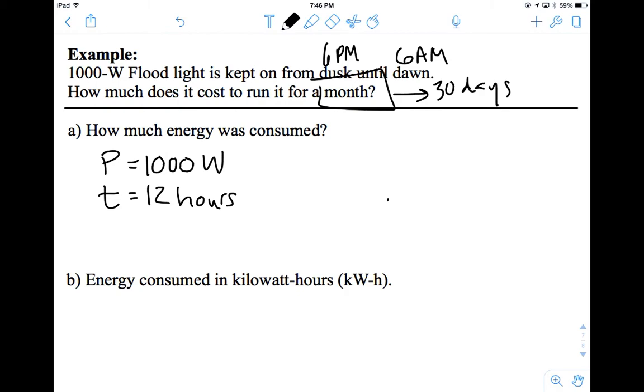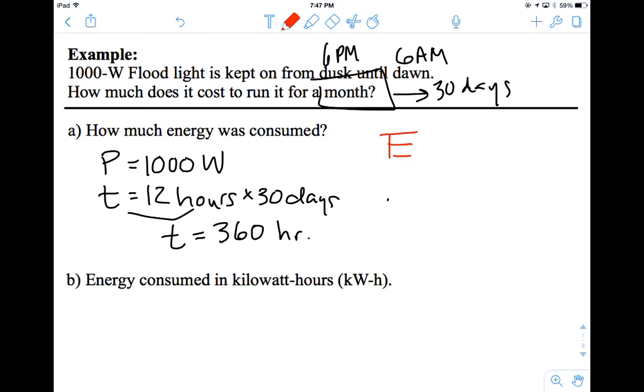So I know I'm keeping it on for 12 hours times 30 days. So my total amount of time that I'm going to be keeping it on is going to be 360 hours. So if I want to find my energy, my energy is equal to my power times my time.